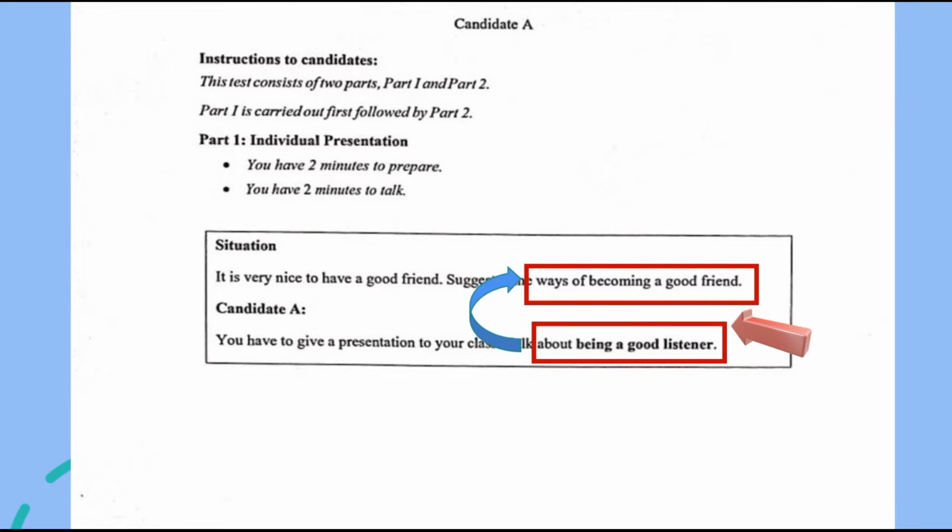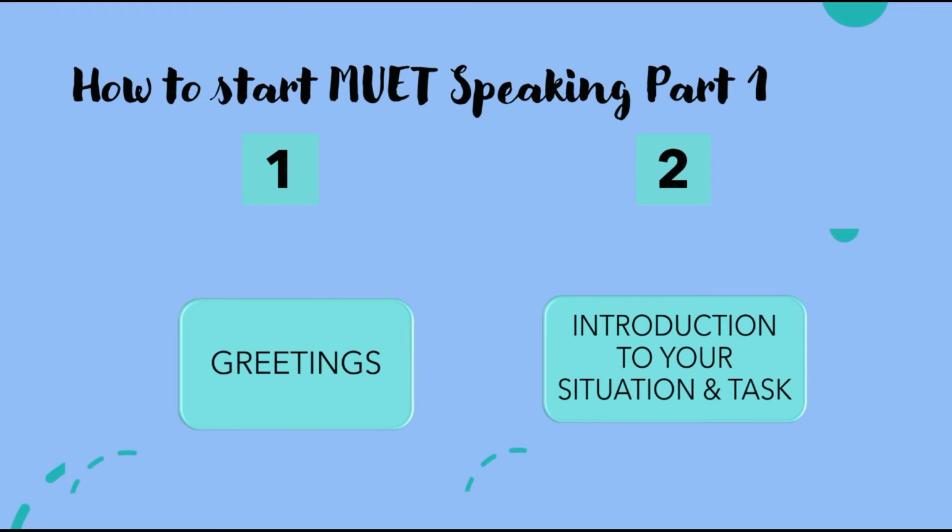So your task in part 1 as candidate A is for you to talk about your opinion of why you believe that being a good listener is one way of becoming a good friend. So we now know the question and the task for part 1. But how do we start part 1? Let's now look at how you can do this.